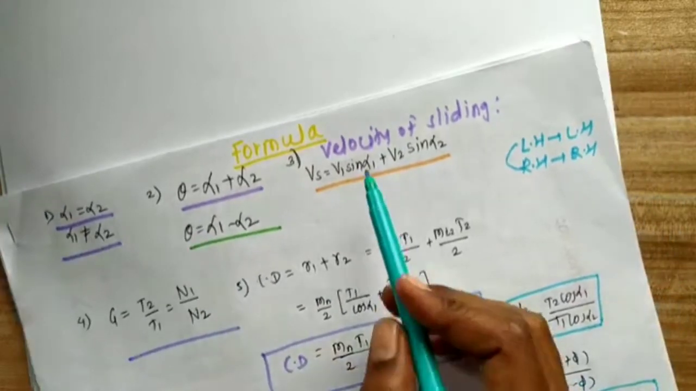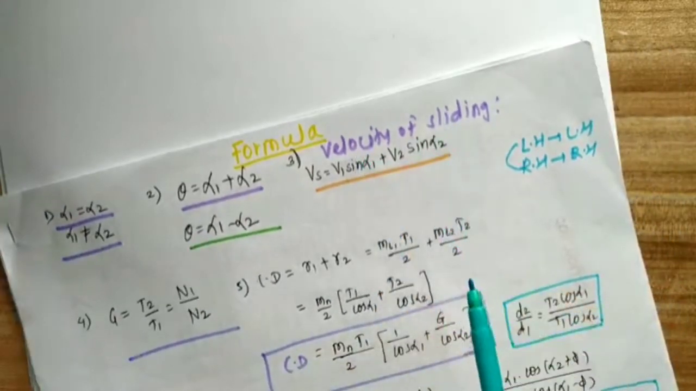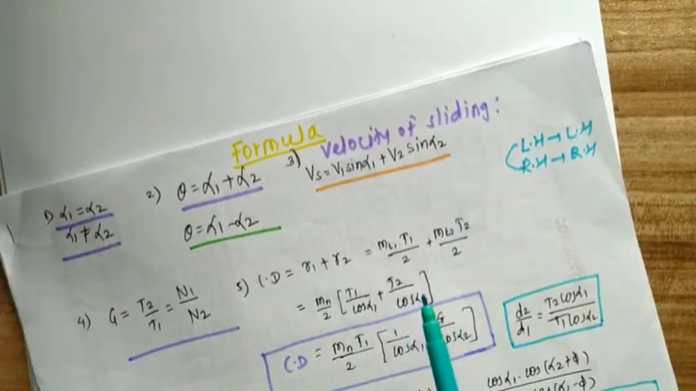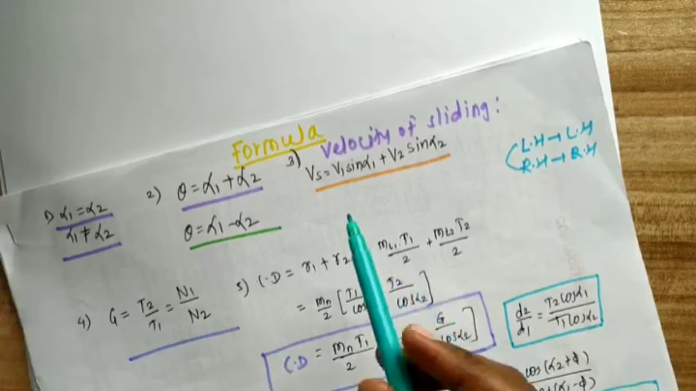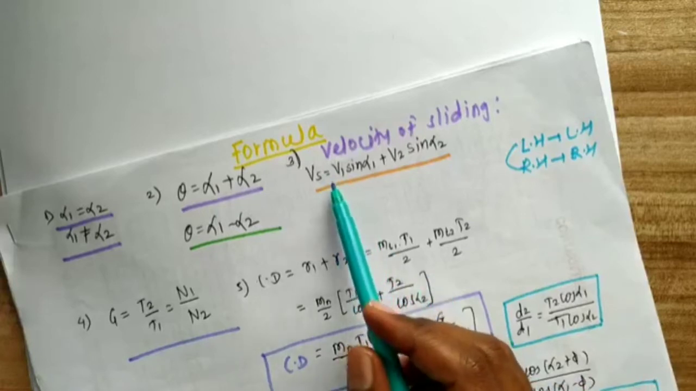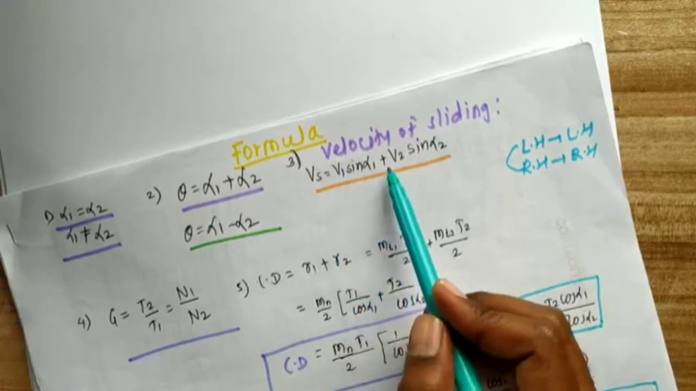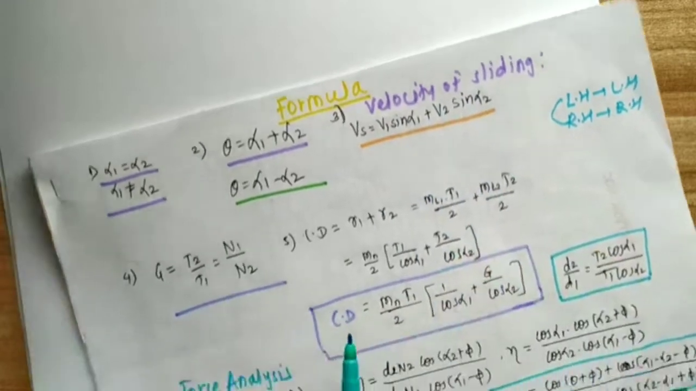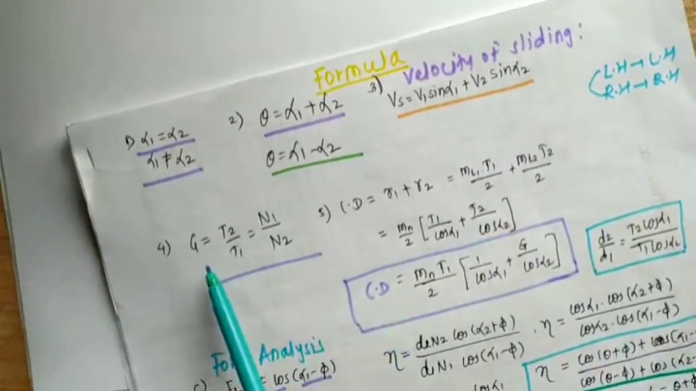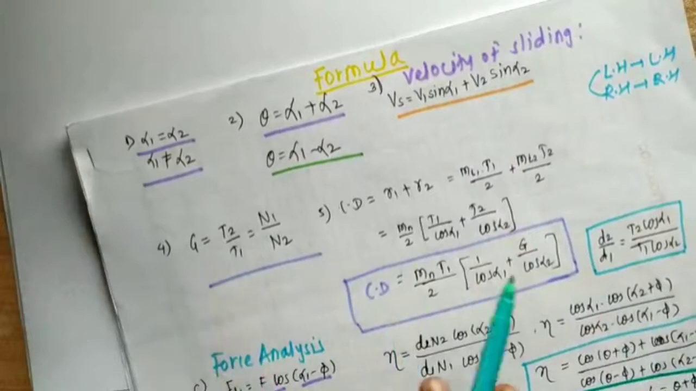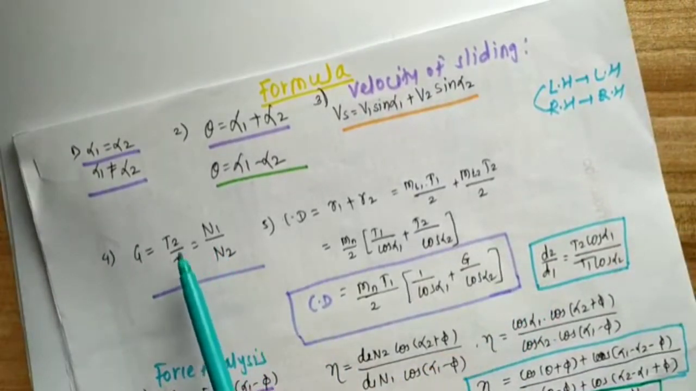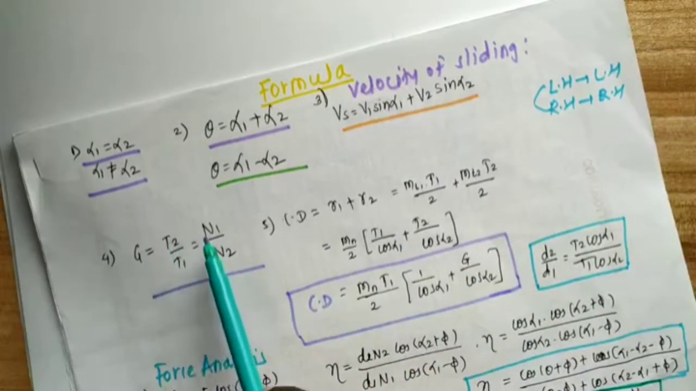Third formula is velocity of sliding. We are not going to discuss the derivation here, as it is already discussed in previous lectures. Now we only discuss numericals, and the formula is important. So velocity of sliding is V1 sin alpha 1 plus V2 sin alpha 2. Then next important formula is gear ratio. It is equal to T2 by T1 is equal to N1 by N2. We know that teeth ratio is inversely proportional to speed ratio.